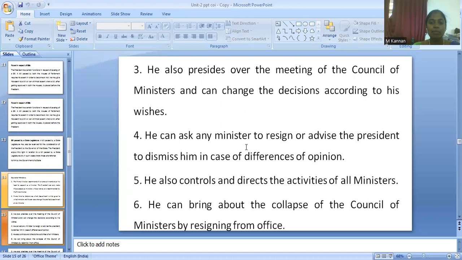He can ask any minister to resign or advise the President to dismiss him in case of difference of opinion. He also controls and directs the activities of all ministers. He can bring about the collapse of the Council of Ministers by resigning from office. So these are the powers and functions of the Prime Minister regarding the Council of Ministers.